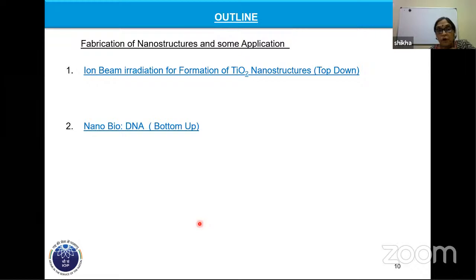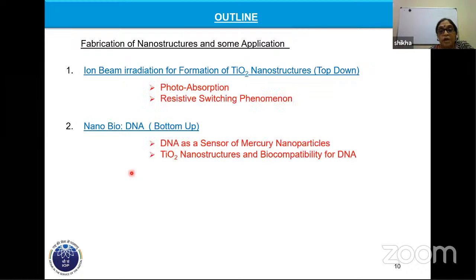So this is the outline of the talk, where first I will just present some results from ion beam irradiation and formation of TiO2 nanostructures. And then we'll go to the nanobio section where we'll discuss how DNA can be used to make nanomaterials. And some applications on the way, for example, photoabsorption and resistive switching phenomena presented by these nanostructures, and some sensing applications and some interaction for biocompatibility in the nanobio section. So starting with the ion irradiation for the formation of TiO2 nanostructures.